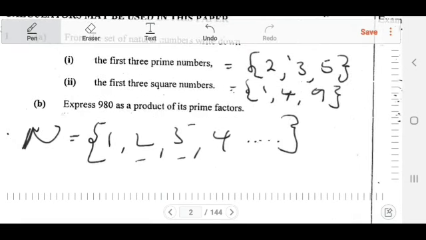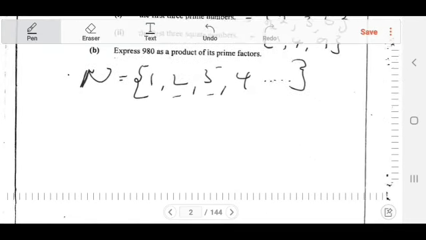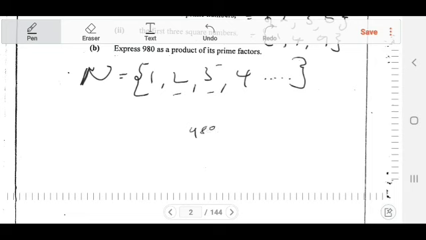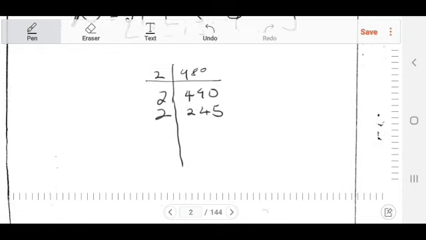Okay. Then B, express 980 as a product of its prime factors. It's 980, so you have 980 here, like this. Then you start dividing this one from the smallest, which is 2. 2 into 9, we are going to get what? 4, remainder 1. And then put 1 there. We are going to get 18, then 0. Then 2 there. We are going to get what? 2. Then the 9 we get what? 4. Remainder 1 into 10. We get 5. So 2 there.